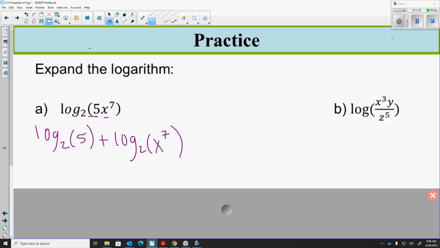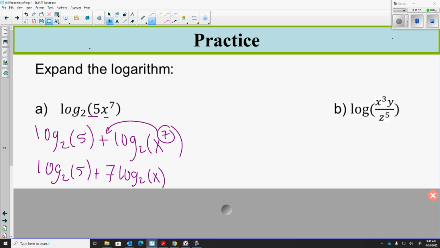Are you okay with that? I just took the two pieces, I broke them up because multiplication in a log is addition of logs, yes? There's something else I can do though. I can bring the 7 to the front because you could bring the power down, right? Is it going to go in front of this? No, just in front of its piece, right? So put it in front of that term. It's log base 2 of 5 plus 7 times log base 2 of x, yeah? All right, let's look at the other one. Are we good with this?